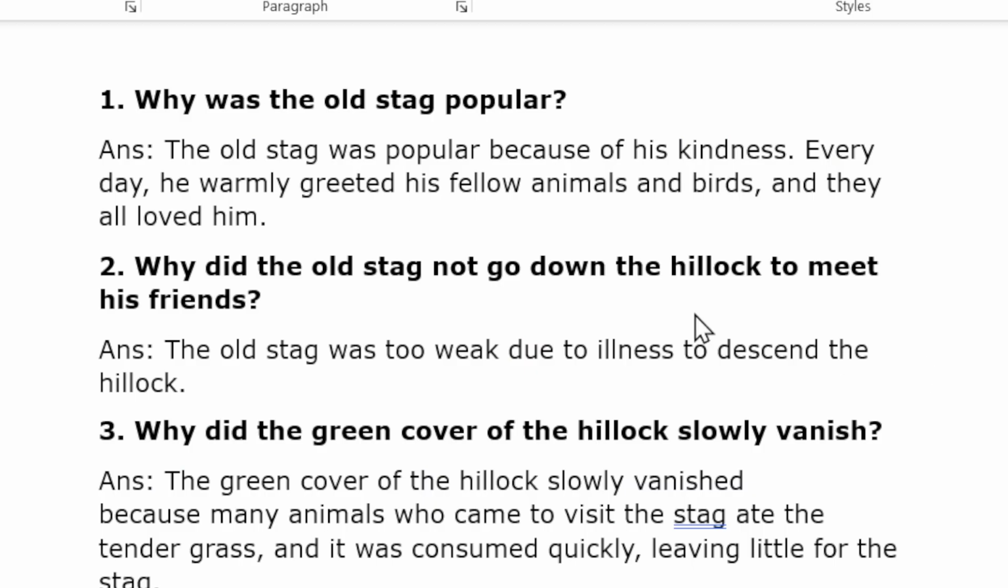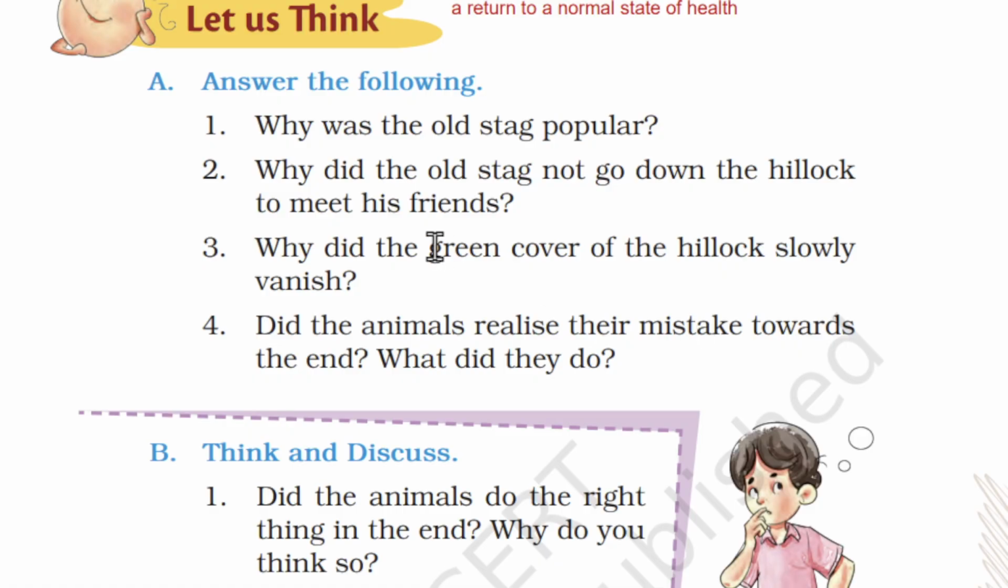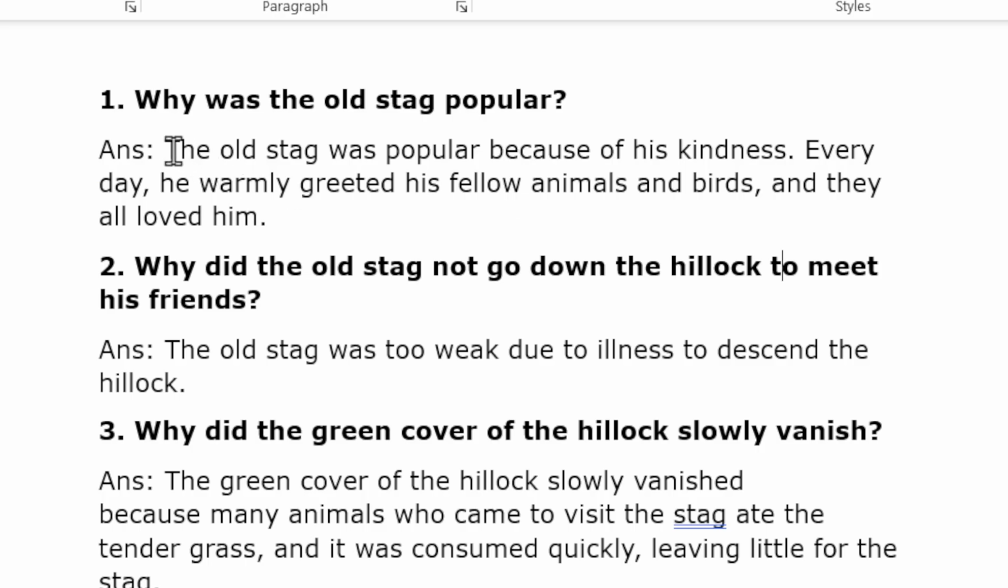Okay, now we will see the answers one by one for the questions. Why was the old stag popular? The old stag was popular because of his kindness. Every day he warmly greeted his fellow animals and birds, and they all loved him. Okay, students, if you want, you can pause the video and copy the answer.